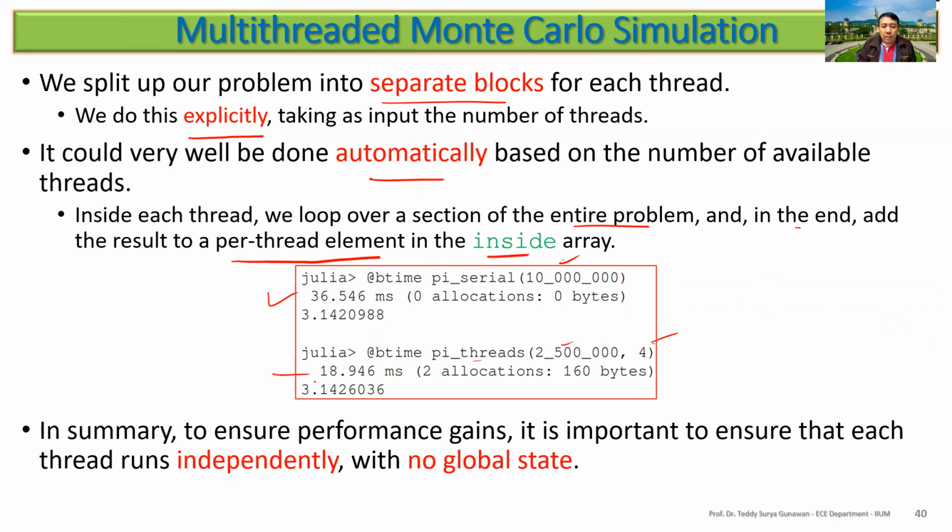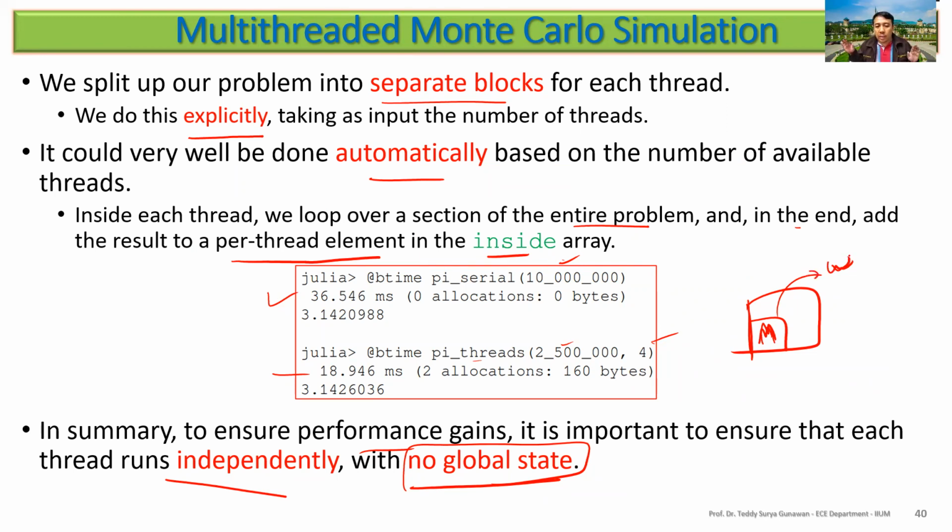Okay, 18 milliseconds. So to ensure performance gain, we need each thread to run independently with no global state. Global state means there is some shared state, so you want to avoid the data race. If you are only reading, it will be okay, but when you write to one variable on the memory, then you need to take care of the data race.